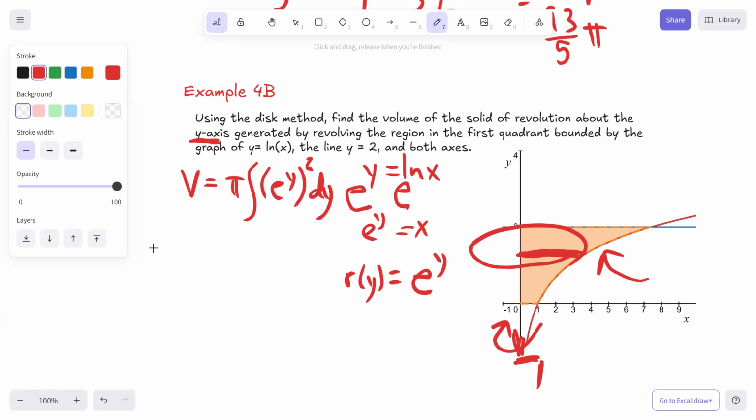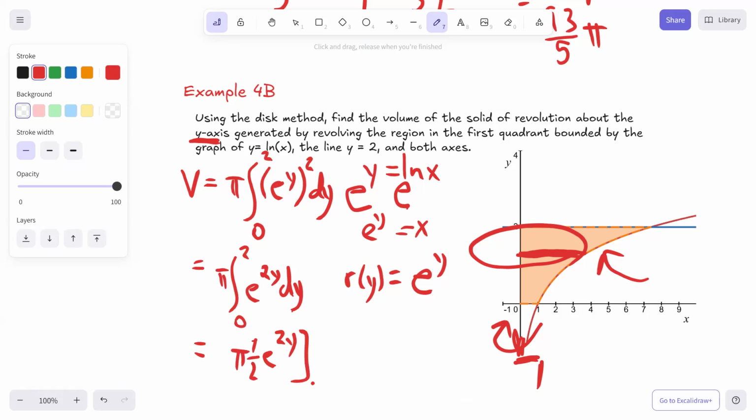And again, the limits go in terms of the y-axis. So you go from 0 up to 2, and that gives you your interval. So we have pi integral 0 to 2 of e to the y squared, or e to the 2y dy. So e to the 2y's antiderivative would be 1/2 e to the 2y times the pi. Plug in 2 and 0 and subtract. So you'd have pi over 2 times, if you plug in 2, you get e to the 4th. And if you plug in 0, you get e to the 0, which is 1.